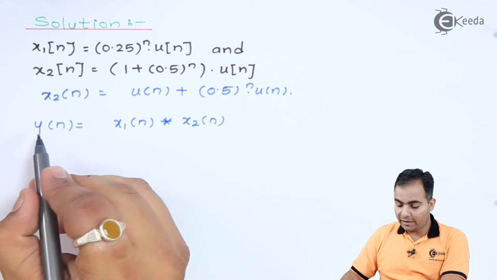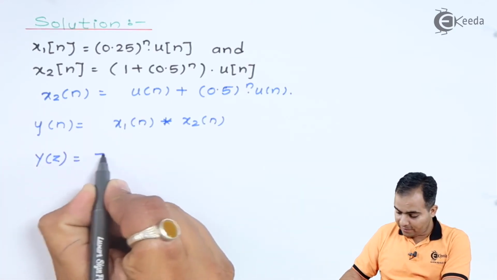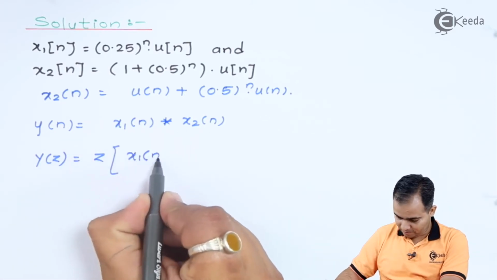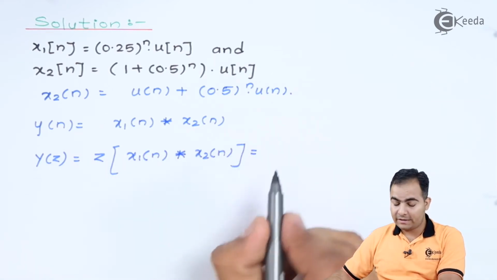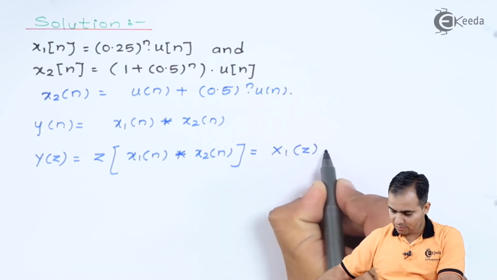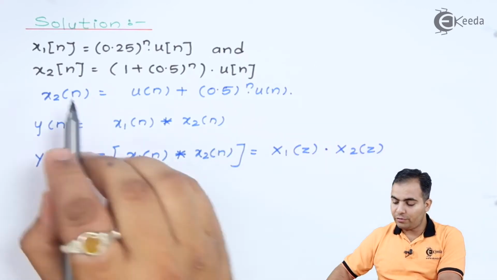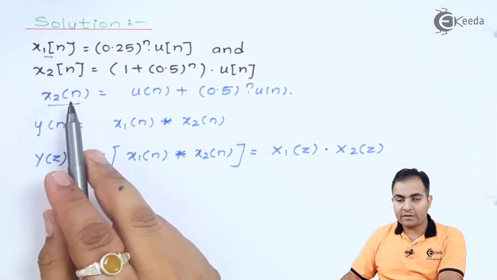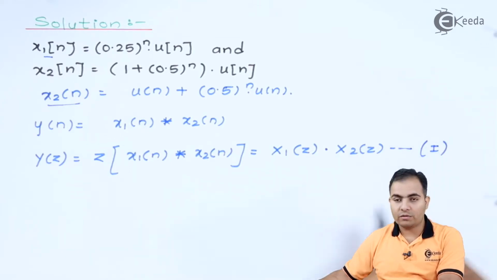So if we apply Z transform on both the sides, I can say that y of n is represented by y of z, whereas Z transform of x1 of n convolved with x2 of n is nothing but a product of Z transform of the two individual signals. So from this I can say that we are going to apply Z transform of x1 of n and x2 of n separately, and then after that we'll multiply both the signals. So let's say this is my equation number 1.